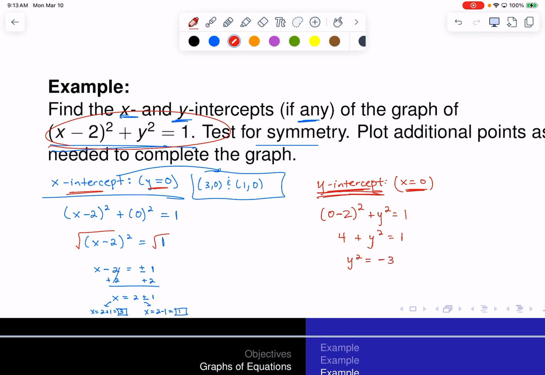Is that right? Plus or minus negative 3. Square root of negative 3. Yeah, that doesn't work. It doesn't come out. I plugged in a 0 for x, right? Yeah. So we get 4 plus y squared is equal to 1. Y squared is equal to negative 3. Take square root of both sides. No, our math's right. I'm just making sure here.